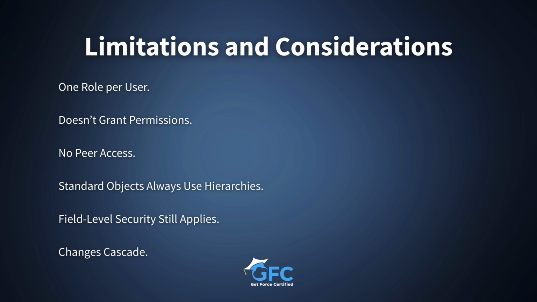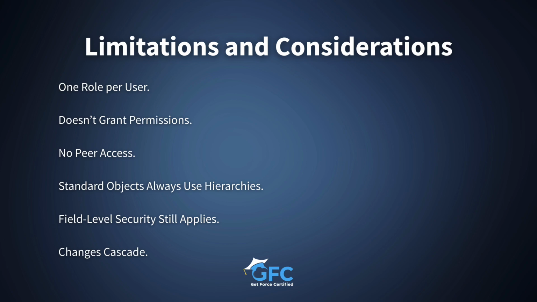Think of the role hierarchy as vertical sharing from top to bottom and not horizontal sharing from left to right. Standard objects always use hierarchies. You can't turn this off even if you want to. But be aware of performance issues. Salesforce recommends keeping hierarchies to under 10 levels deep. Any more and you may see an impact on the speed of your org. Field level security still applies, so even if they can see the record, fields may still be hidden.